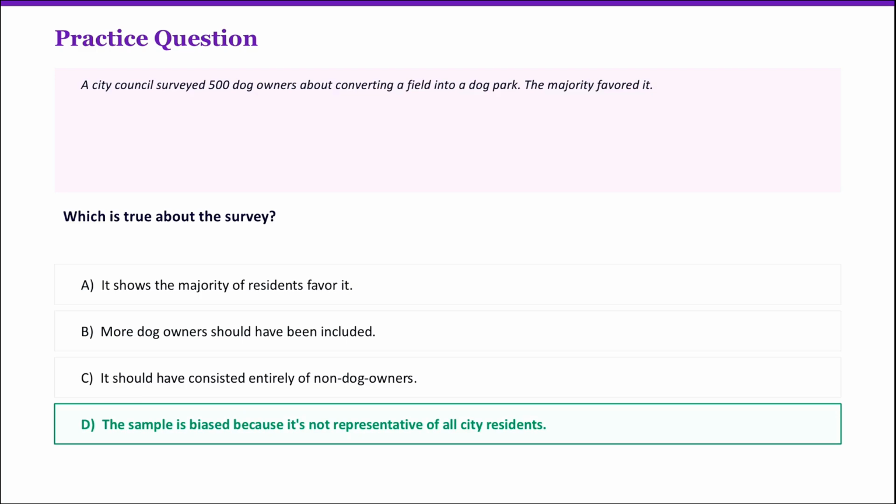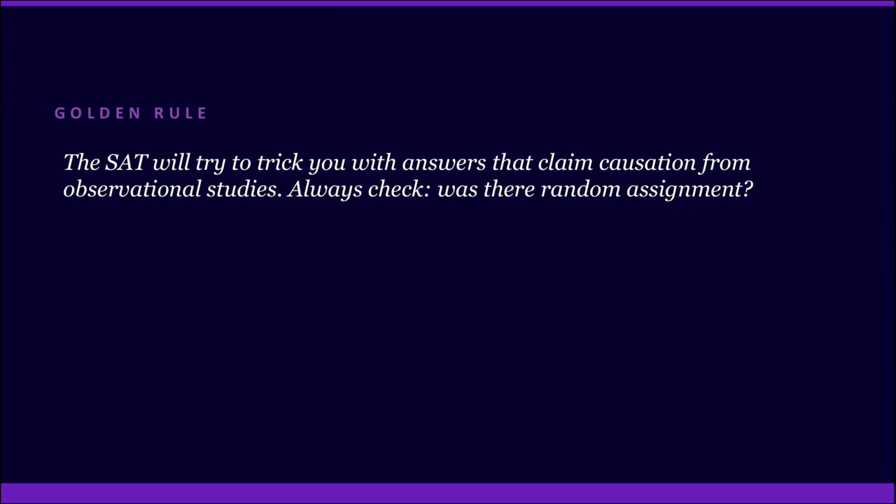So in this case, as we can see, they only took opinions from 500 dog owners. So then we have a selection bias where we're only getting opinions from people who are dog owners, so we're excluding people who are not dog owners. So that means our sample is not representative of the city population, and therefore the sample is biased.